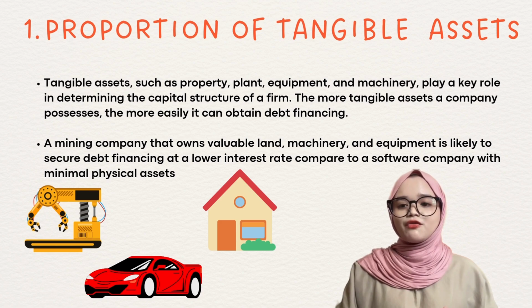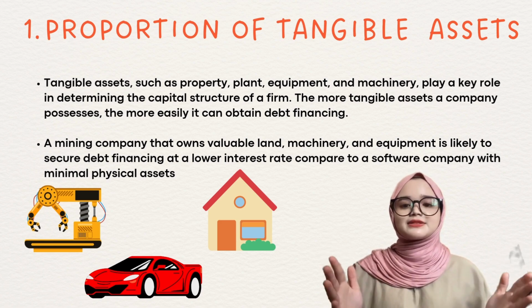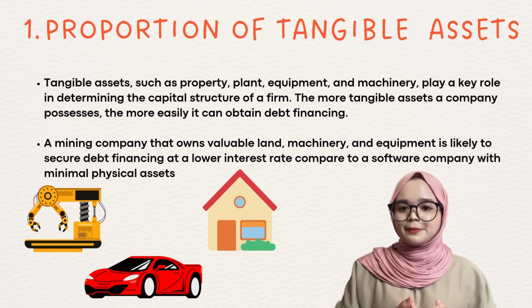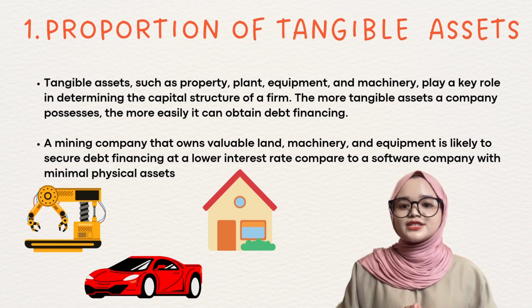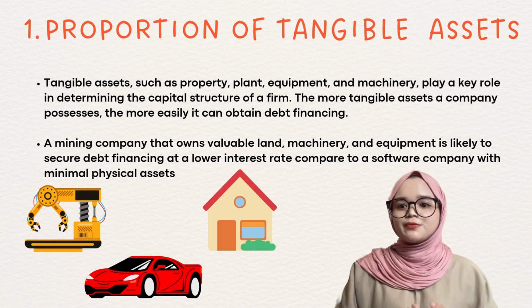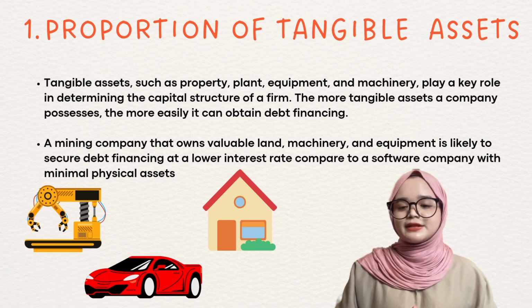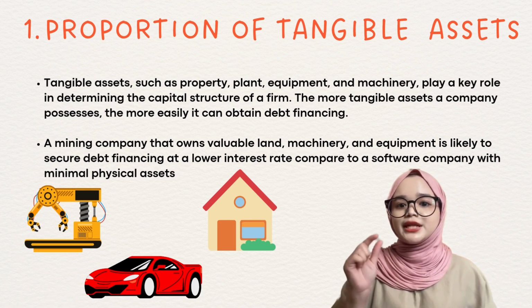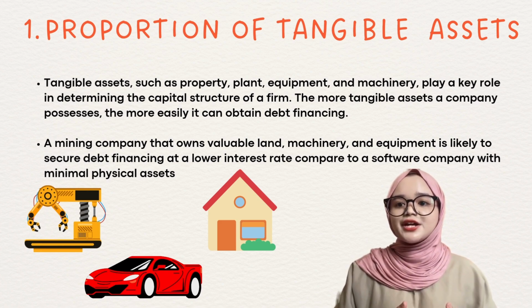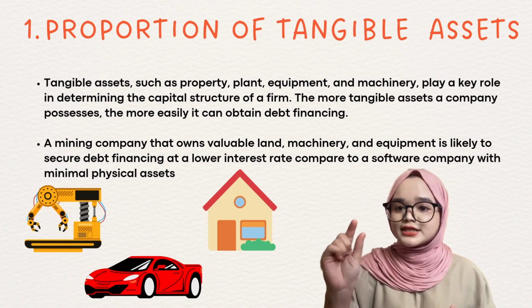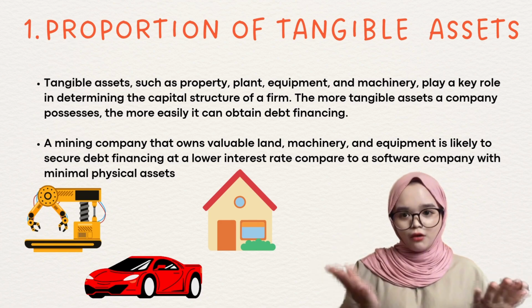Lenders are more willing to offer debt to firms that have substantial tangible assets. For example, a mining company that owns valuable land, machinery, and equipment is likely to secure debt financing at a lower interest rate because these tangible assets can be used as collateral. Meanwhile, a software company with minimal physical assets might face higher borrowing costs or may rely more on equity because they have fewer physical assets to claim in the event of a default.